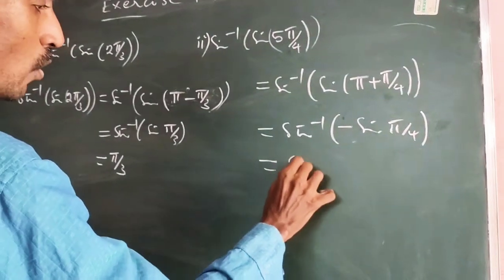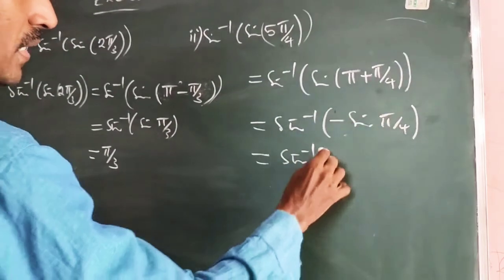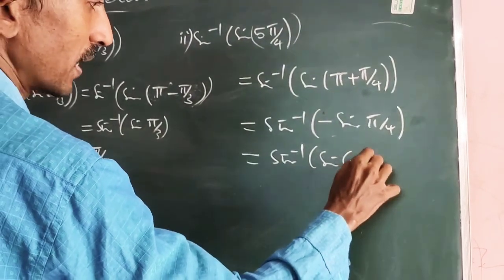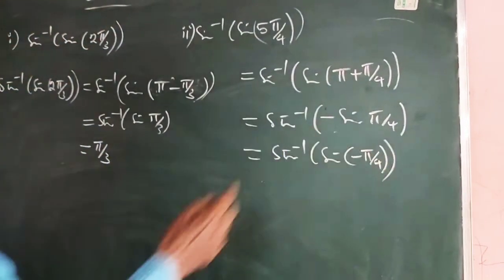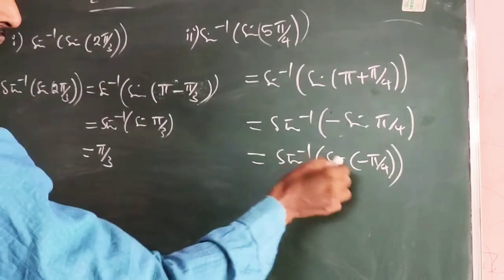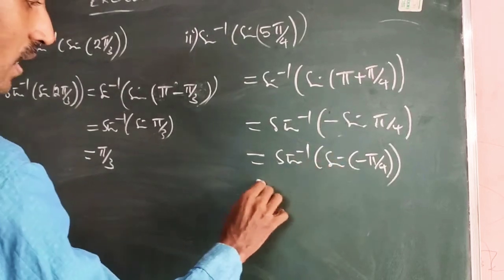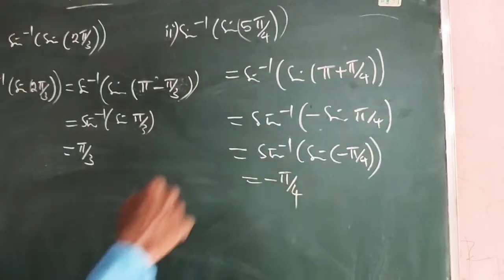Okay, so now minus sine theta can be written as sine of minus theta. So again it is in the principal domain, we can apply sine inverse. So sine inverse of sine equals minus pi by 4.